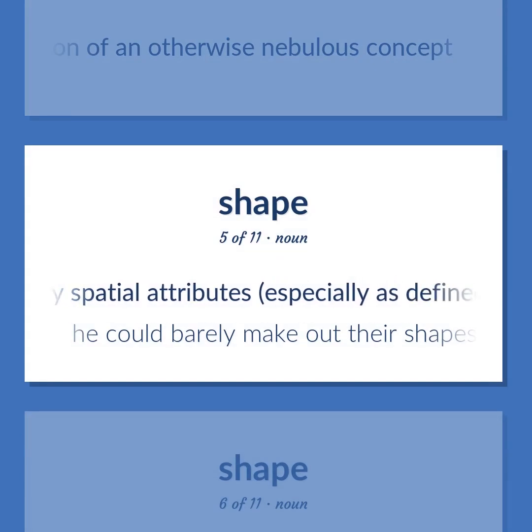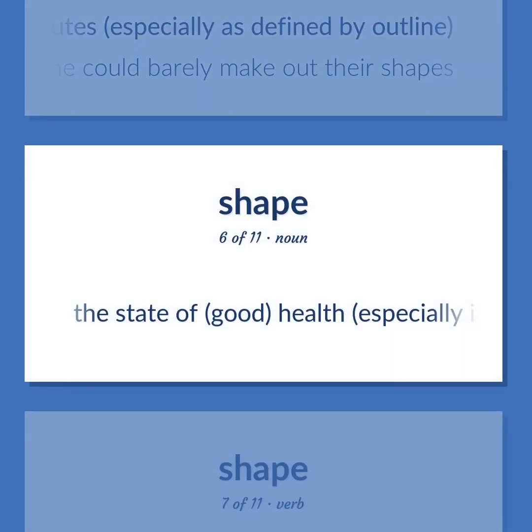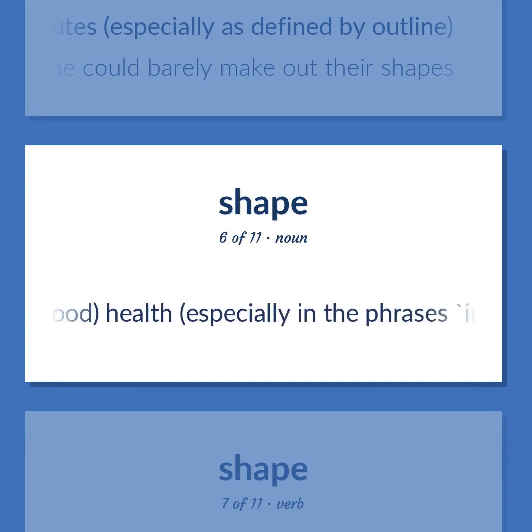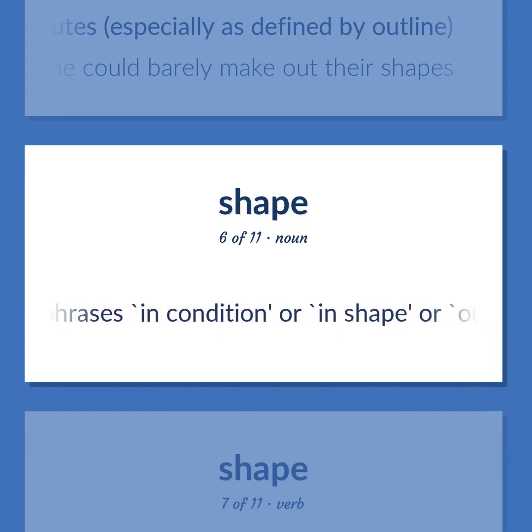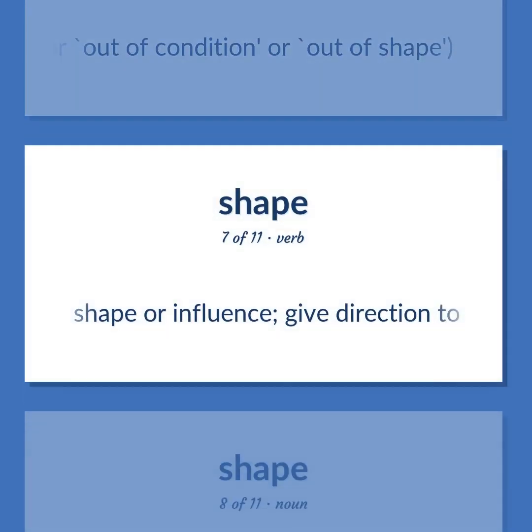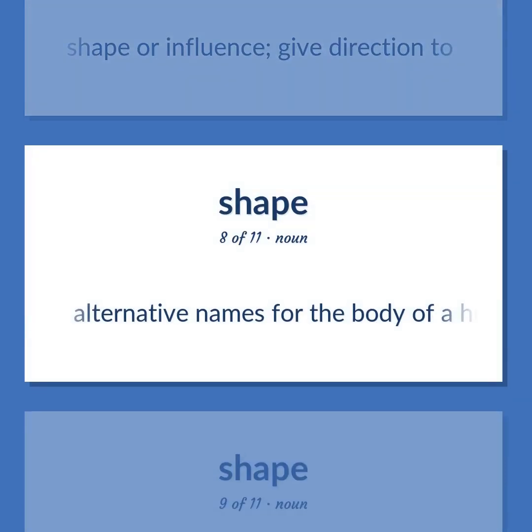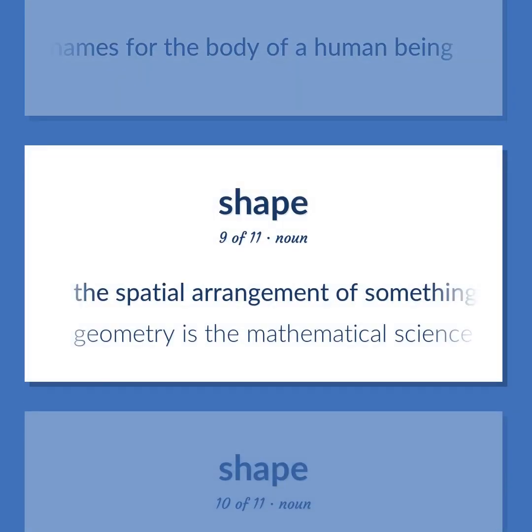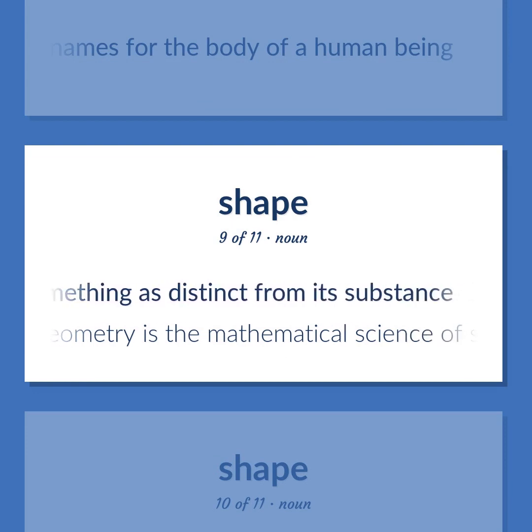Any spatial attributes, especially as defined by outline. He could barely make out their shapes. The state of good health, especially in the phrases in condition, or in shape, or out of condition, or out of shape. Shape or influence, give direction to. Alternative names for the body of a human being. The spatial arrangement of something is distinct from its substance. Geometry is the mathematical science of shape.